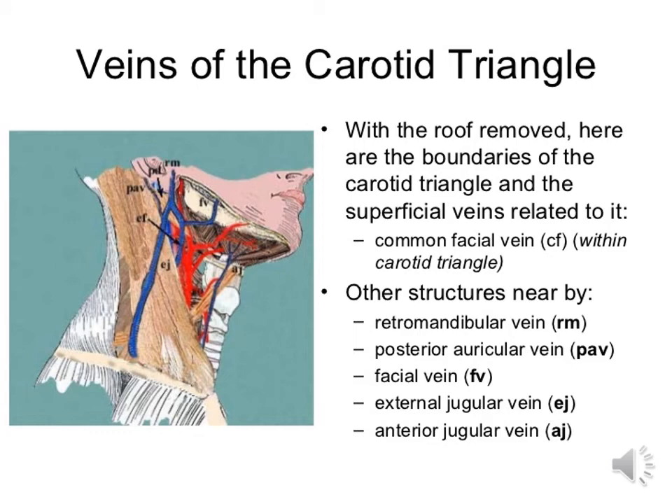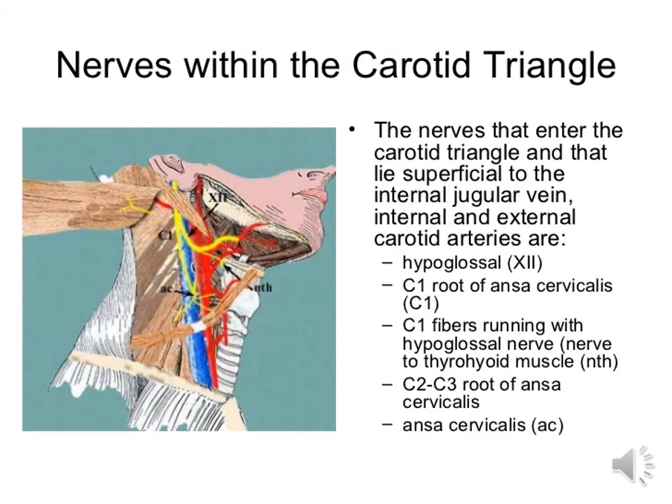The veins within the carotid triangle, with the roof removed from the area, show the boundaries of the carotid triangle and the superficial veins related to it, including the common facial vein. Other structures are the retromandibular vein, posterior auricular vein, facial vein, external jugular vein, and anterior jugular vein, that all lie within the carotid triangle.